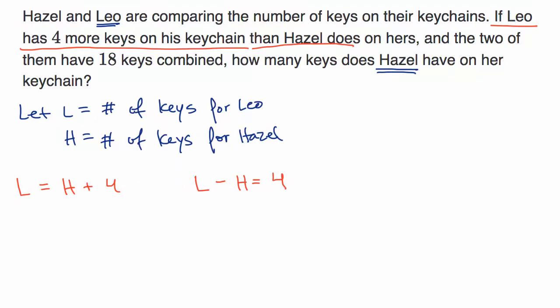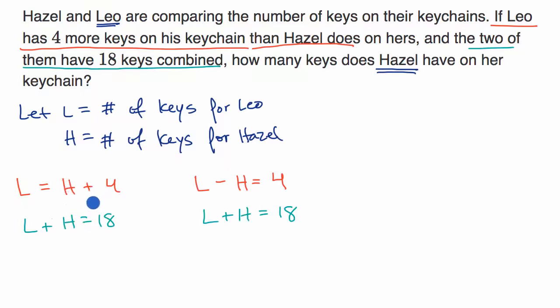And now what about that second one? The two of them have 18 keys combined. Well, that just means that L plus H is equal to 18. So we could just write it that way. L plus H is equal to 18. And obviously, there are other ways that you could mathematically write this that would be equivalent. But now, in either case, we have 2 equations with 2 unknowns.